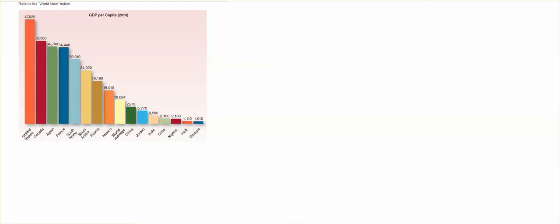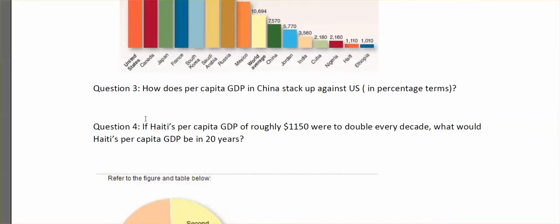Questions number 3 and 4 are related to this graph. This graph is about GDP per capita. Again, it's not new for you. By looking at this picture, you will be asked to answer these two questions.